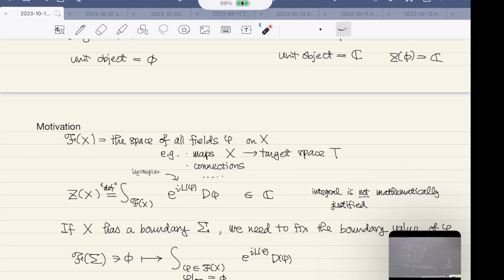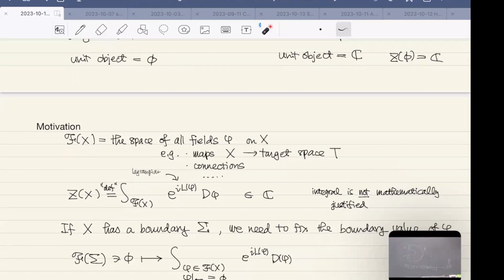Depending on your choice of quantum field theory, you can consider various fields. For example, the space of maps: you fix a target space T, and then you consider the space of all maps. The simplest case is to take T to be the real numbers, which means you consider the space of all functions. And for a gauge theory, you choose a compact Lie group G, and you consider the space of all connections.